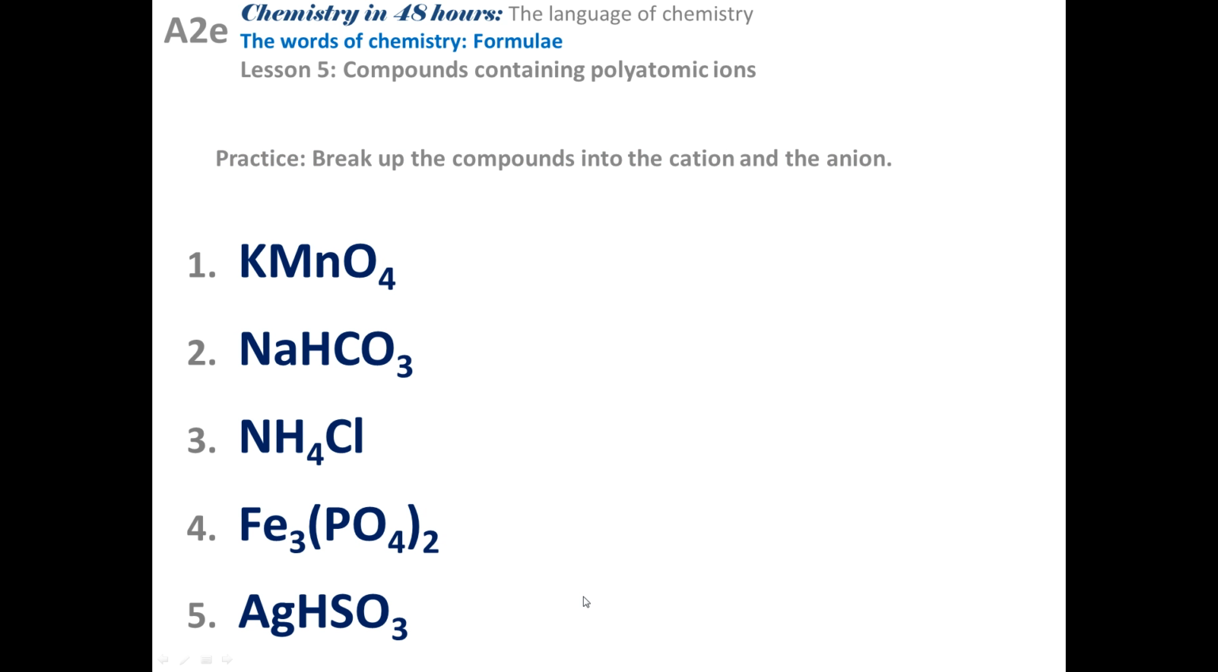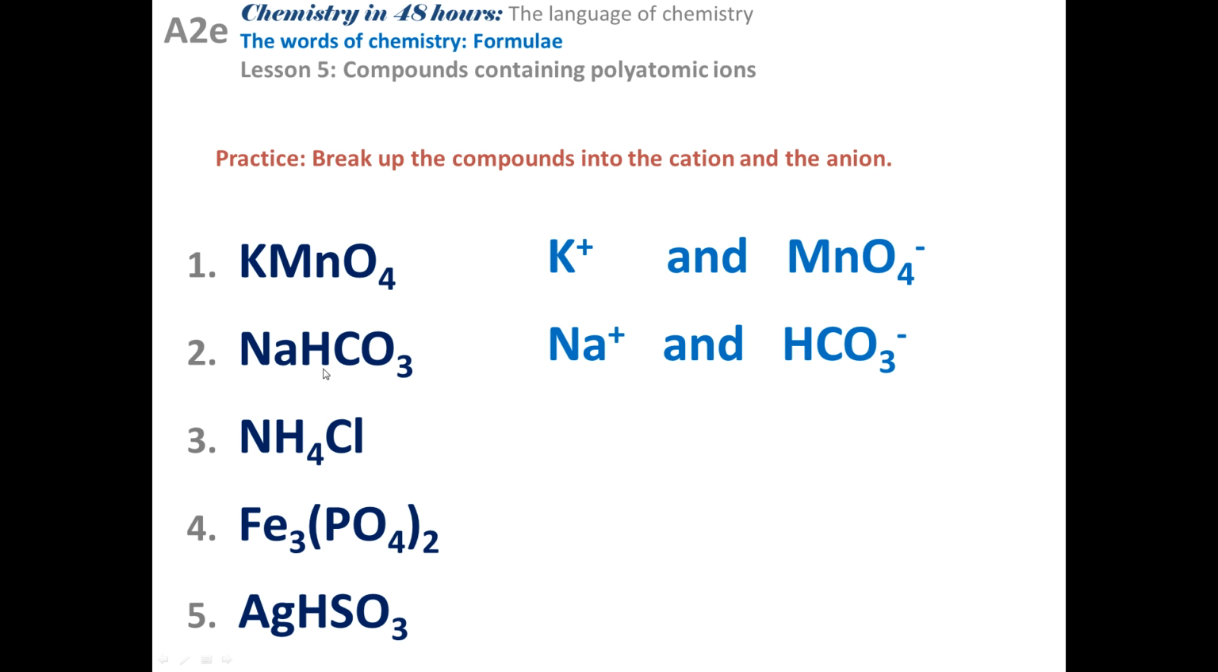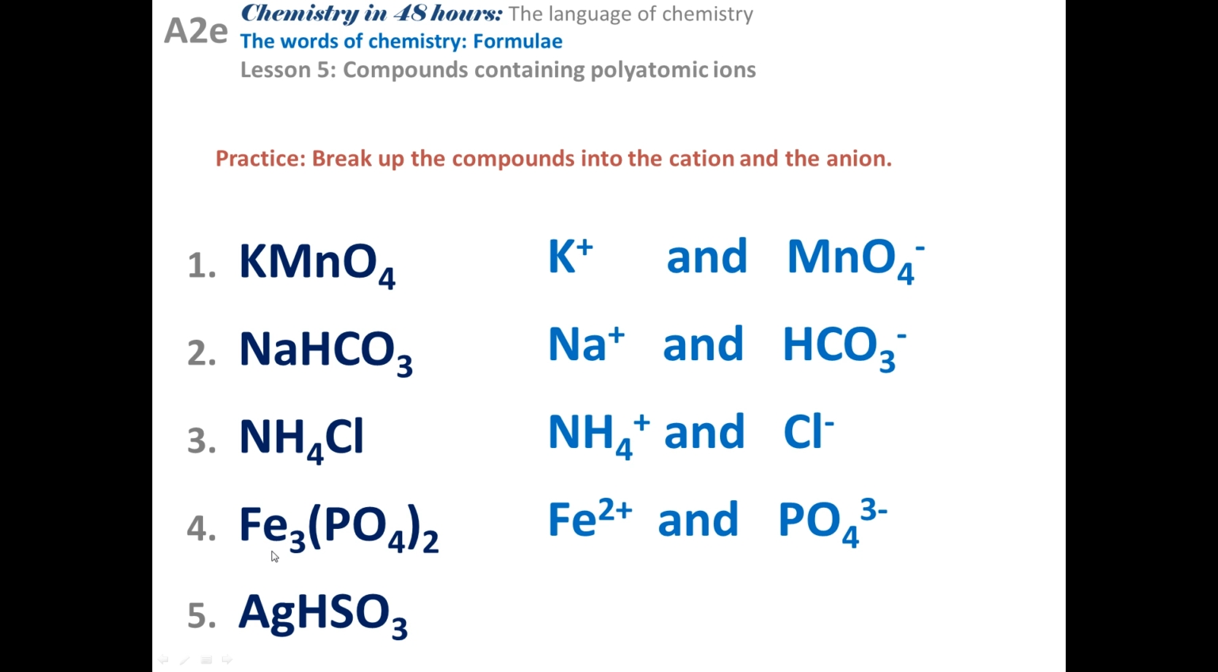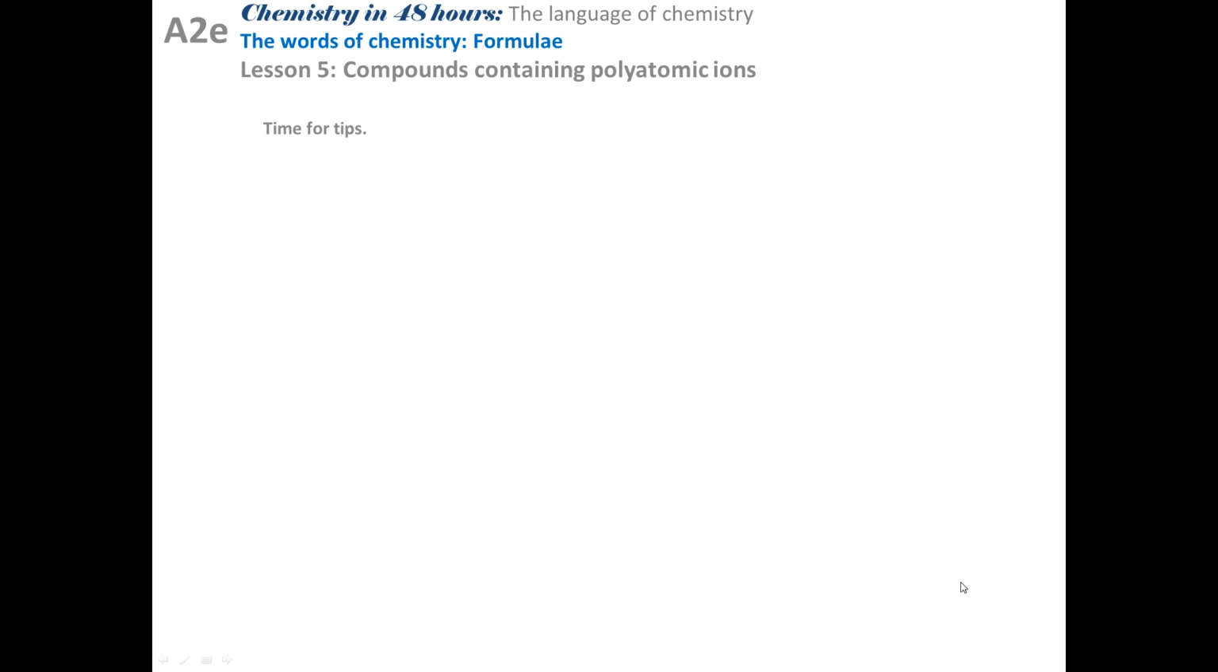Now it's just as important to be able to split a compound into its component ions, so you must practice doing this as well. So see if you can recognize the ions in each of these compounds. Pause the video and do this. Right, here are the answers. Potassium ions and permanganate ions. Sodium ions and hydrogen carbonate ions, ammonium ions and chloride ions. Fe2+ ions, you have to use the ratio to work out if it's Fe2+ or Fe3+, and in this case it's Fe2+, and phosphate ions, and silver ions and hydrogen sulfide.